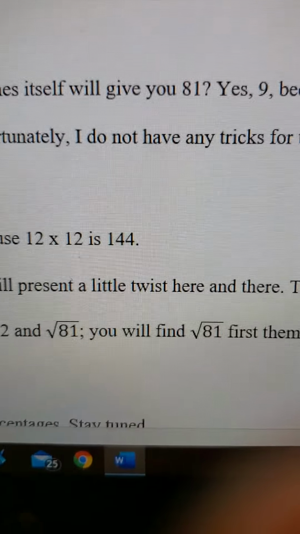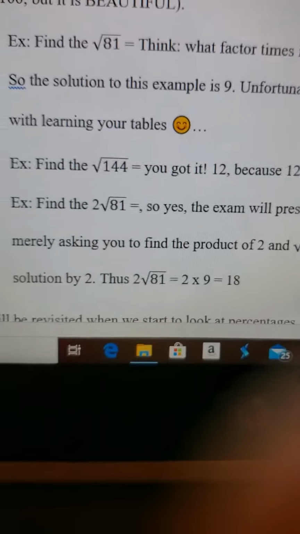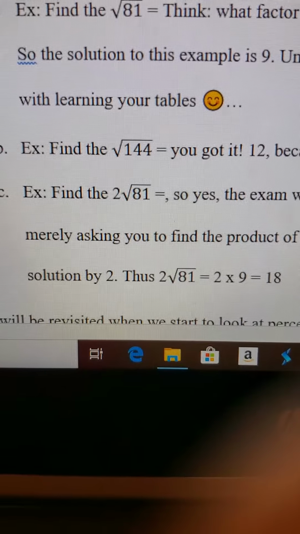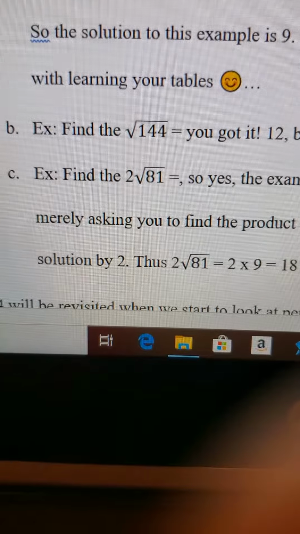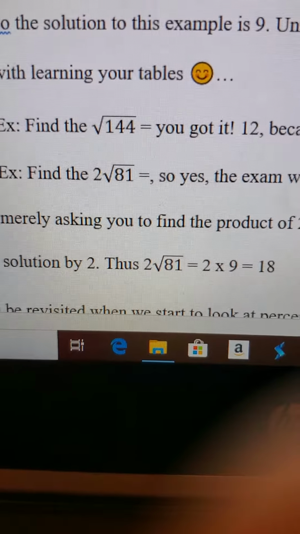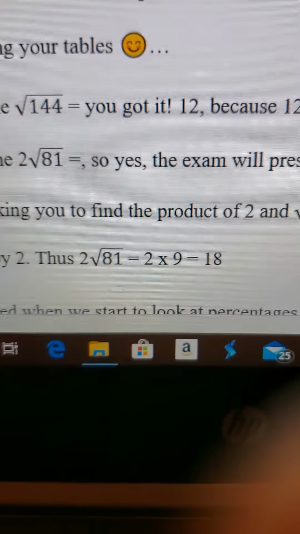Unfortunately, I do not have any tricks for this. So get on with learning your tables. If somebody else does, please share. Here's another example. Find the square root of 144. Yep, you got it. 12, because 12 times itself is 144.